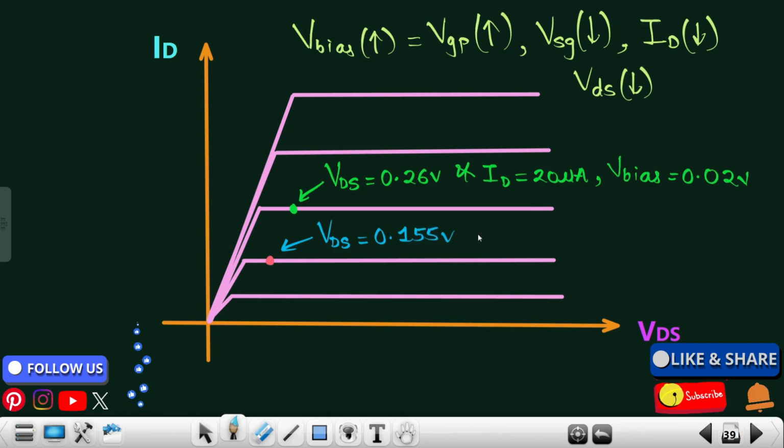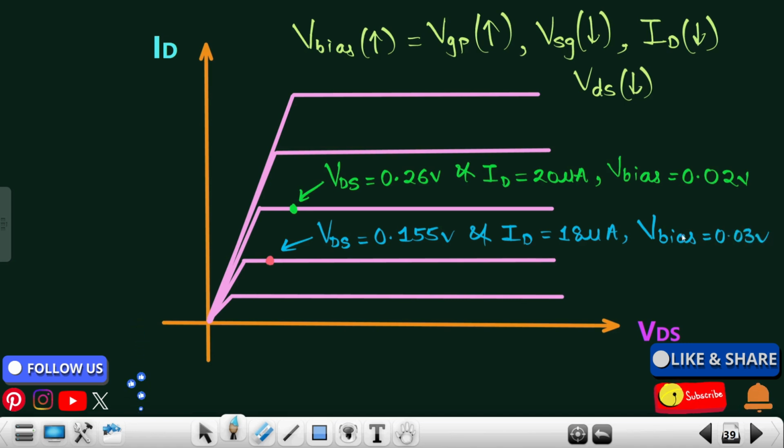0.155 volts. Okay. And let's say ID is maybe 19 microampere or 18 microampere. Just for our understanding purpose, we are taking it as 18 microampere. We don't know. But we have seen the graph of Vbias versus ID, wherein we saw that the ID decreases as my Vbias increases, right? And this is happening when my Vbias has increased by 0.01 volts. So Vbias is 0.03 volts.